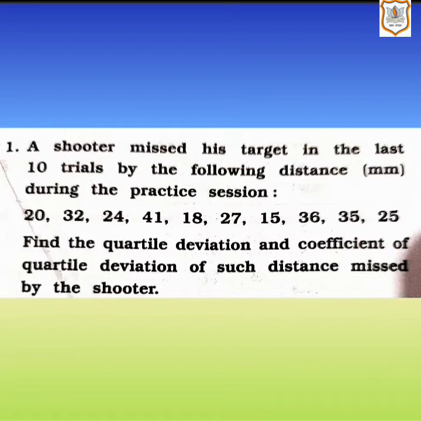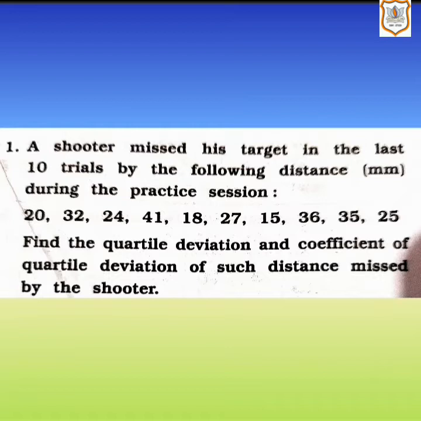In this video, we are going to begin exercise 4.2 from your textbook that is related to quartile deviation. We already have studied the formula of quartile deviation, that is Q3 minus Q1 divided by 2, and the formula for coefficient of quartile deviation is Q3 minus Q1 upon Q3 plus Q1. So these are the two formulas on the basis of which we are going to solve exercise 4.2. Let's begin with sum number 1.